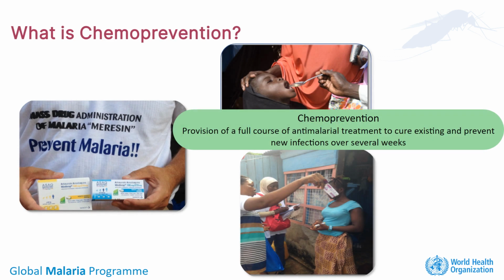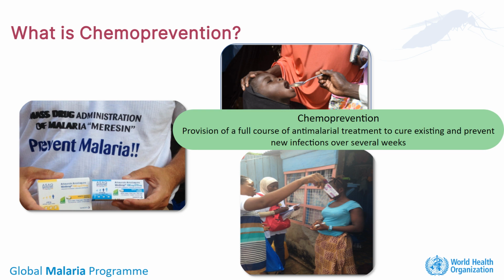Chemoprevention is the use of anti-malarial medicines for the treatment and prevention of malaria. Chemoprevention involves the provision of a full therapeutic course of anti-malarial medicine to everyone eligible, often at repeated intervals. Chemoprevention is given whether or not someone has symptoms of malaria and without testing individuals for infection. It will cure all existing infections and prevent new ones over the prophylactic period of the medicine, usually several weeks.